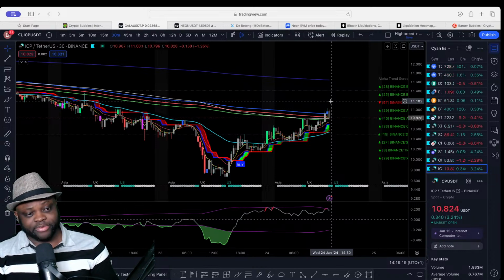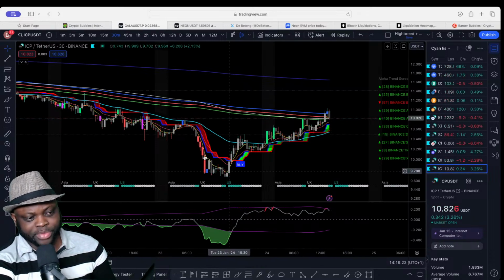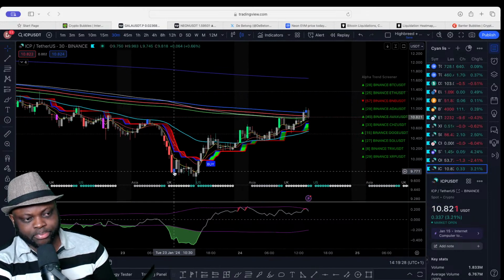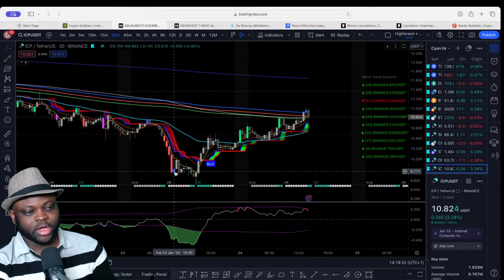I'm up 11% for ICP. I bought more ICP at this bottom. You can see what I was trying to say to you guys. You can see this blue, this green, not green. Now I'm not able to remember this color.